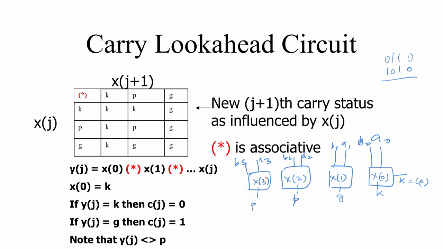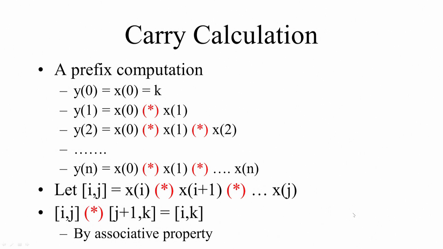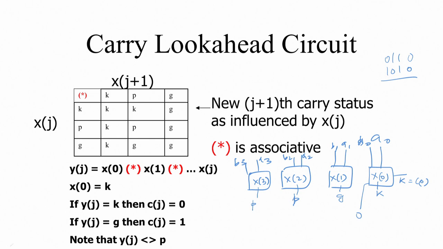Now, if I do so, what is the carry here? Since this is kill, this carry is going to be 0. Since this is generate, the carry is going to be 1. Since this is propagate, this carry is going to be 1, and since this is propagate, the carry is going to be 1.